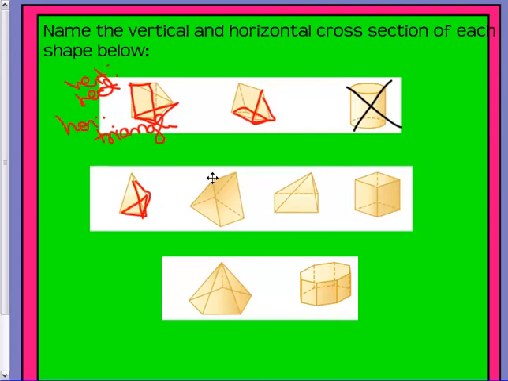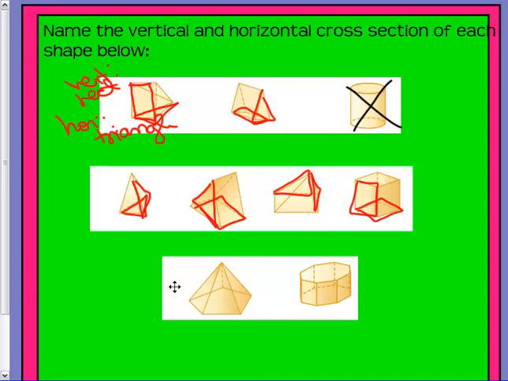If you slice this one vertically, up and down, you would see a triangle. Horizontally, you would see a rectangle. If you slice this one up and down, you would see a triangle on the side, and horizontally, you would see also a triangle. If you would slice this one up and down, you would see a square because it's a cube. Vertically, you would also see a square. So up and down vertically and horizontally, you see a square.